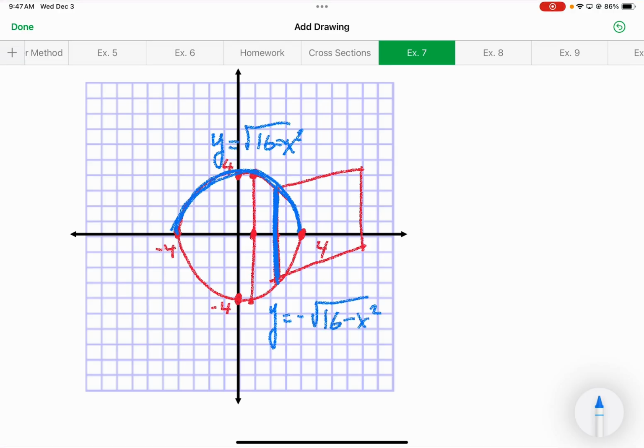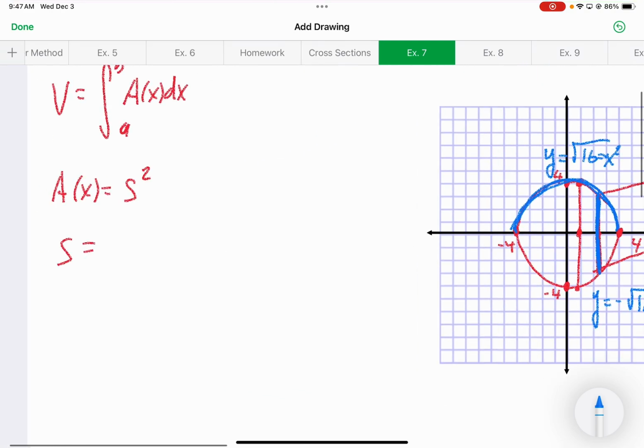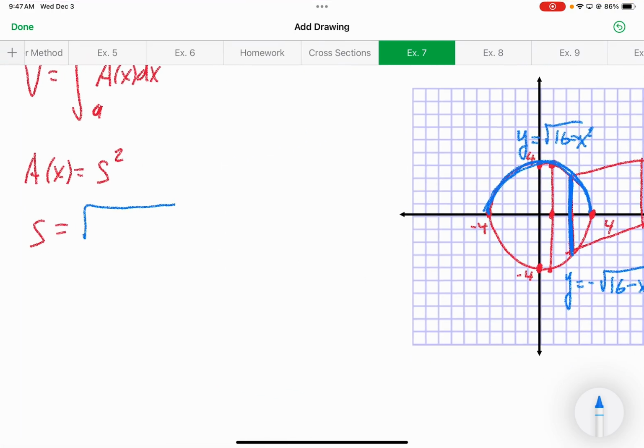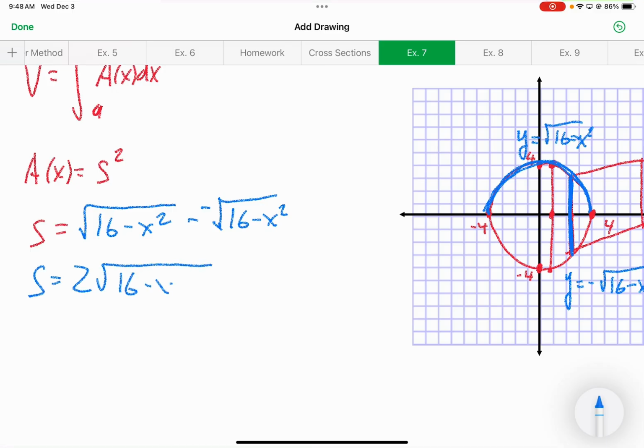All right, so then my length of it, my side length, is the square root of 16 minus x squared minus negative square root of 16 minus x squared. You guys cool with that? So then we could just put a 2 in front, because 1 minus negative 1 is 2. Okay, great. So there's an expression for our side length. So then now, if I go back to A, I get that A of x is just equal to that squared.